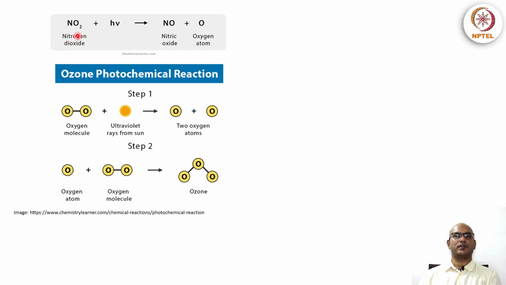For example, nitrogen dioxide can break down to an oxygen atom and nitric oxide, NO. Also, ozone reactions are highly driven by photochemistry. We have the oxygen molecule O2, and when ultraviolet rays are incident on the oxygen molecule, two oxygen atoms are produced, and then each oxygen atom reacts with an O2 molecule to give our ozone O3 molecule.